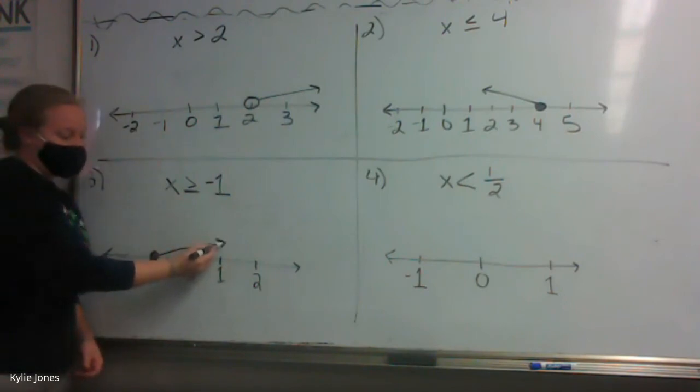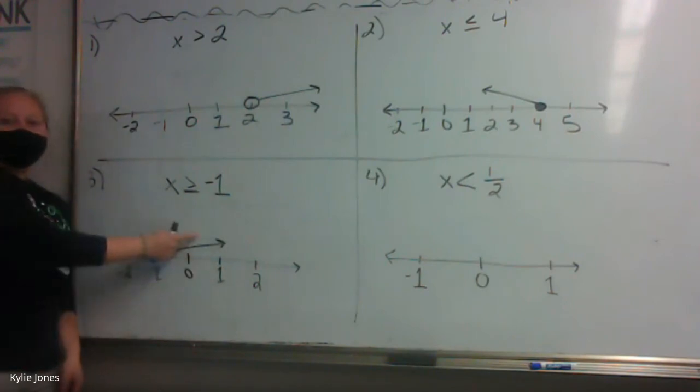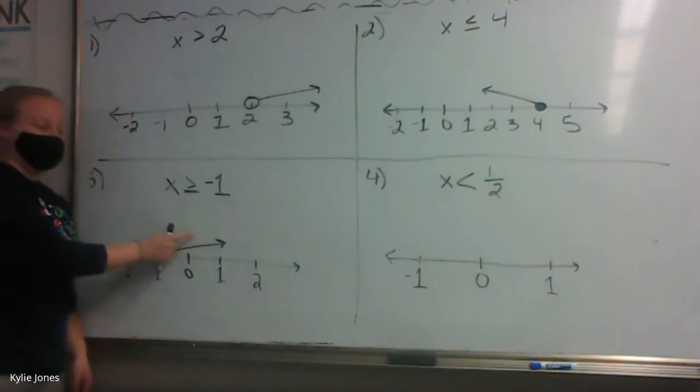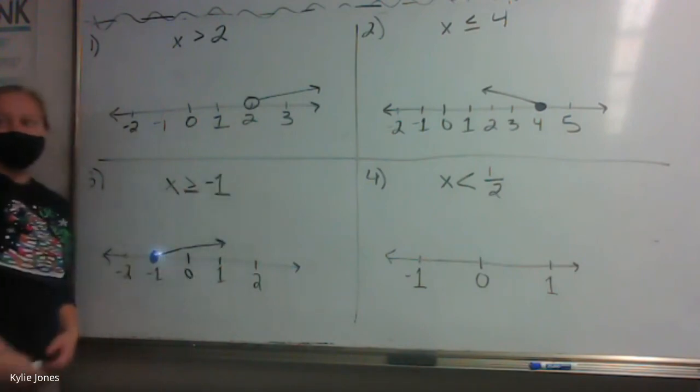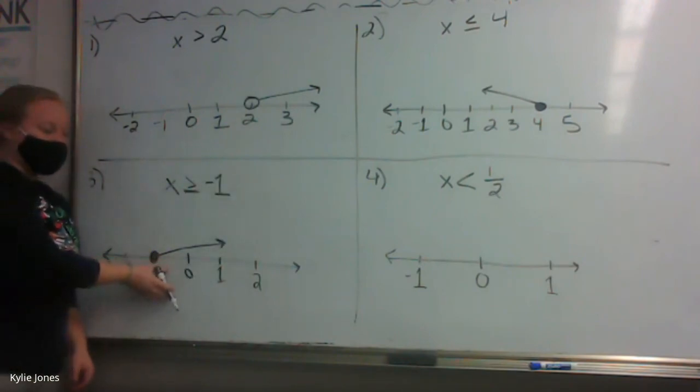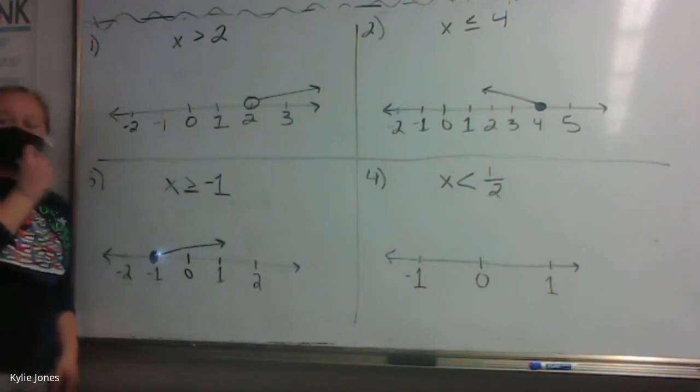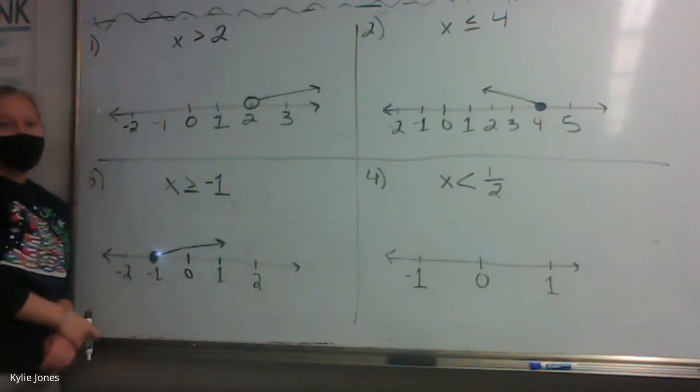The reason we use an arrow is to show that this can go on and on and on forever. The arrow doesn't mean that it stops right there. It just means that you can go on and on and on forever. So any number that is greater than -1 is an answer to your inequality. Can that be a 1.1? Yes, that's a decimal, it's a number.